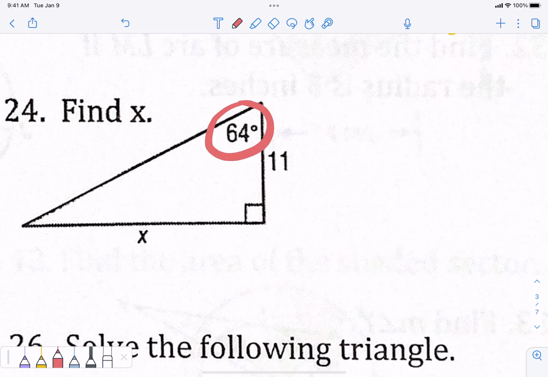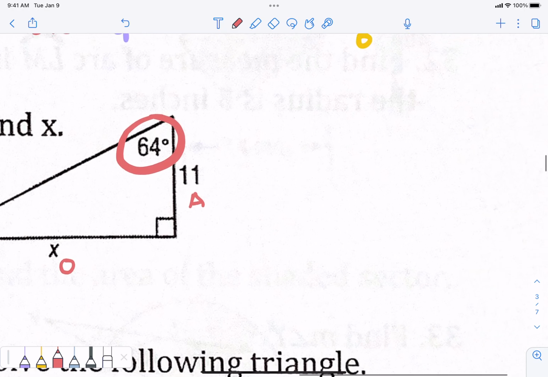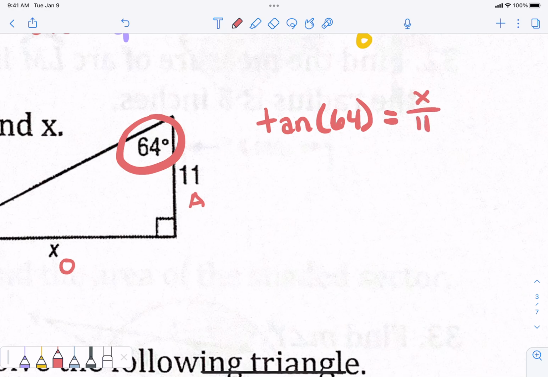So 64 is my angle, x is the opposite, 11 is the adjacent side. So we have to use tangent because it's TOA. So I take tangent of 64 equals, opposite is x, and then the adjacent side is 11. And all I need to do is multiply the 11 over to the other side to get x by itself. So I just take 11 times tangent of 64, and I get 22.6.